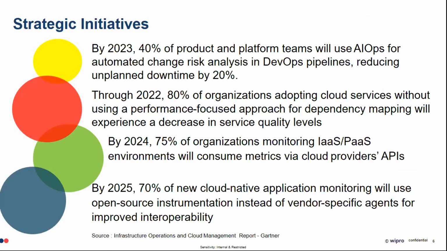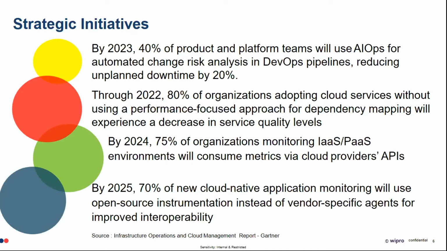And to look at it, they have come up with a lot of strategic initiatives. So by 2022, 80% of organizations would have adopted cloud services, and that is where the future is going to be. But without a performance focused approach, most of the service quality will be very low. That is something they have predicted, because if you blindly go towards cloud adoption without paying much attention to performance, your service quality will definitely go down.